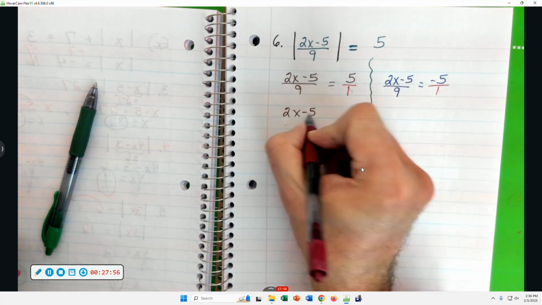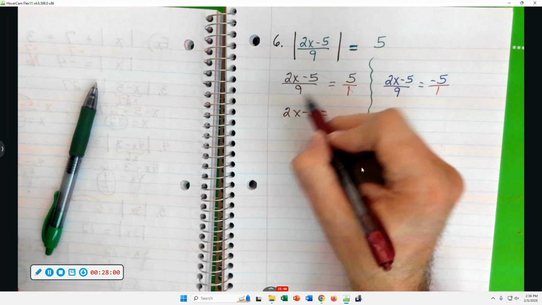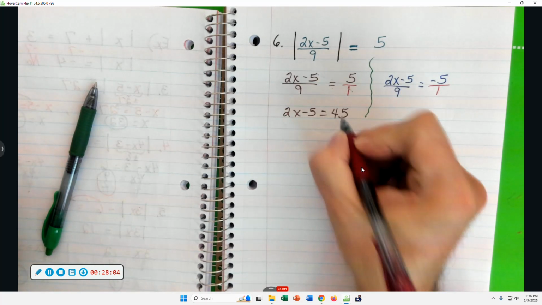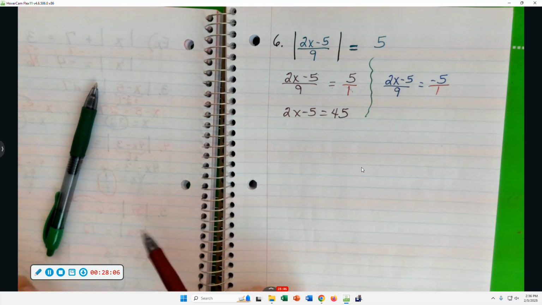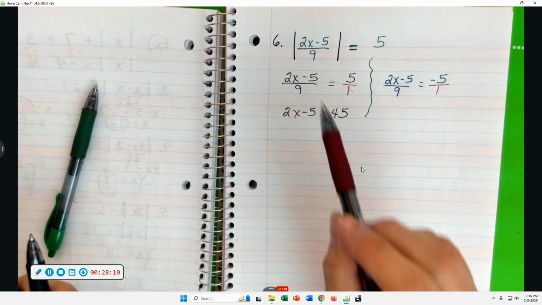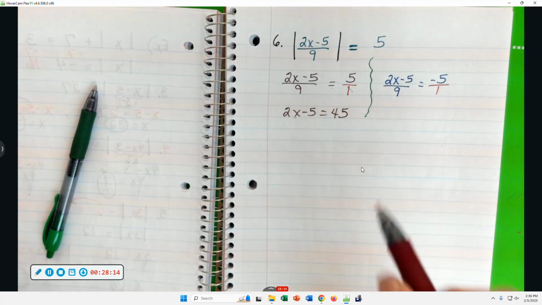What's he going to have on the other side? What number will be on the right? 45. 5 times 9 is 45. So let's see. How do I go about solving this for x? What am I going to do first? Add that 5. Add 5, good.